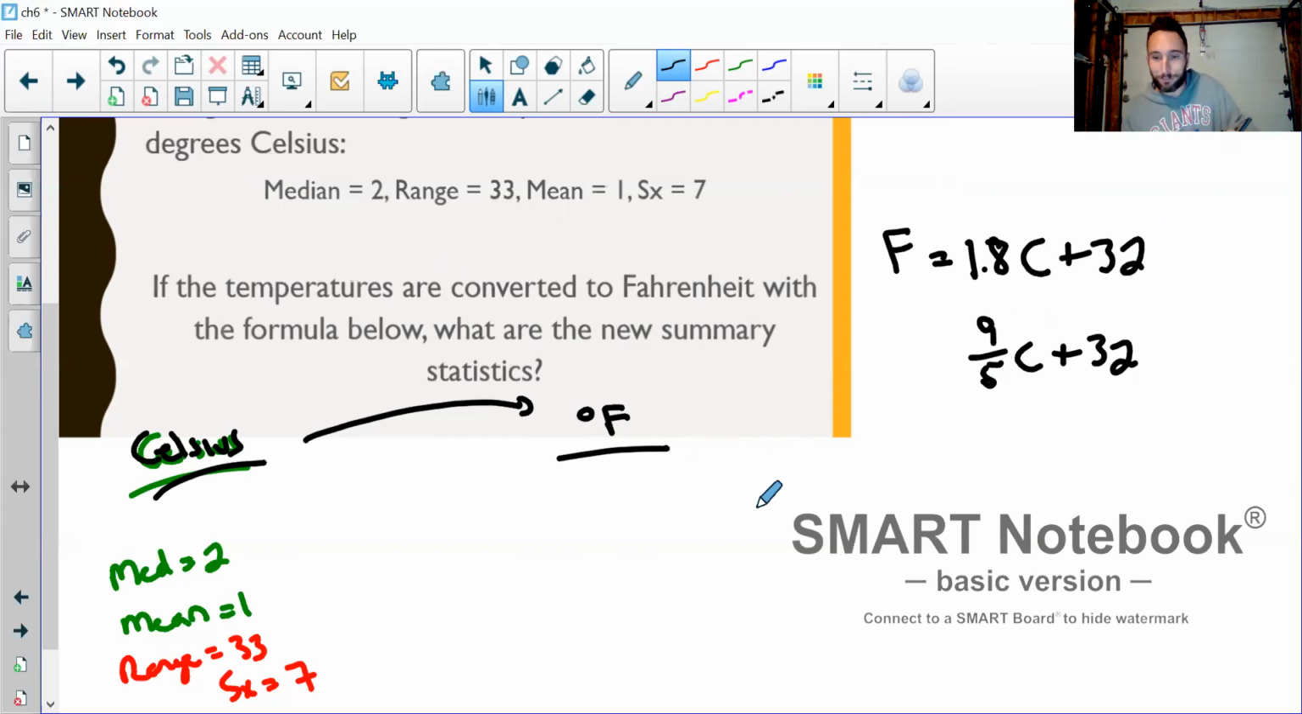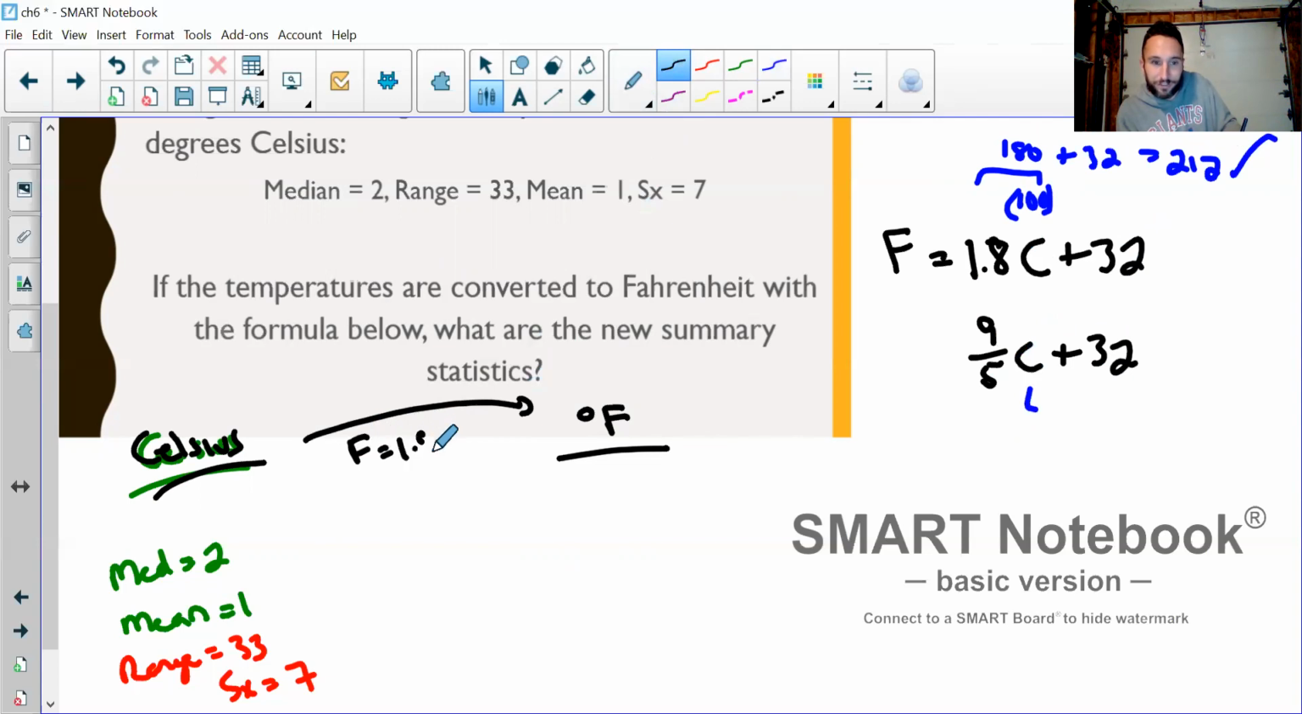And if you don't believe me, we can plug in to make sure. Let's plug in the boiling point. So the boiling point is 100 degrees Celsius. That would be 180 plus 32, which is 212, which is also the boiling point in Fahrenheit. So that equation works. Again, you would not have to know the conversion formula for Celsius to Fahrenheit on the exam. This would be given to you. I'm just throwing that in there because why not?